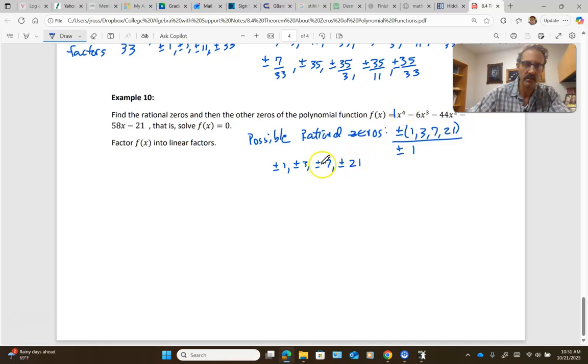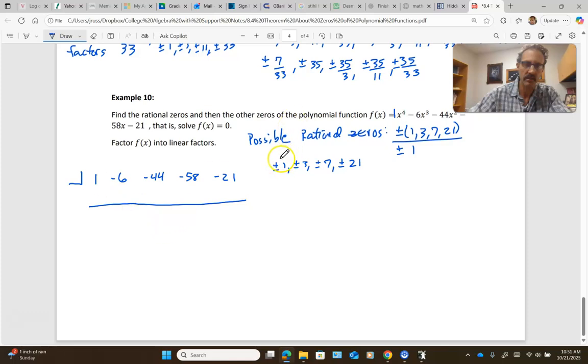Alright, so let's go ahead and set up our synthetic division. Our polynomial is in descending order. There are no missing terms, so I can go ahead and write out my row of coefficients. 1, -6, -44, -58, and -21.